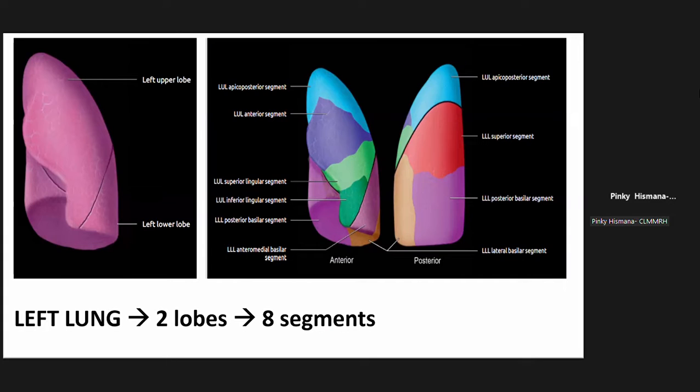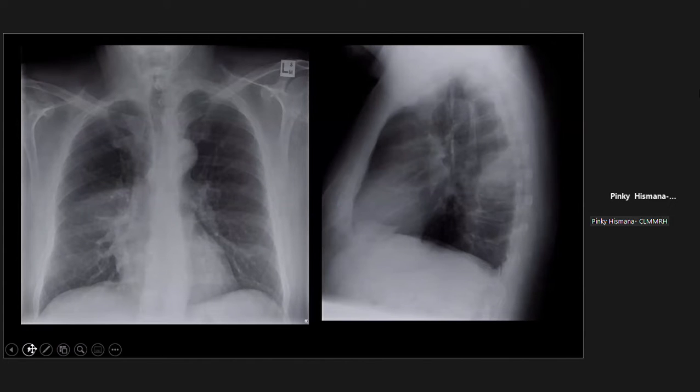The reason there are only 8 segments is that in the left upper lobe the apico-posterior merged, while in the left lower lobe, instead of anterior and medial, they merged into the anterior medial basilar segment. Okay. Now, with that, if you just do a lateral view, you would be able to delineate in which segment in particular the lesion is located.